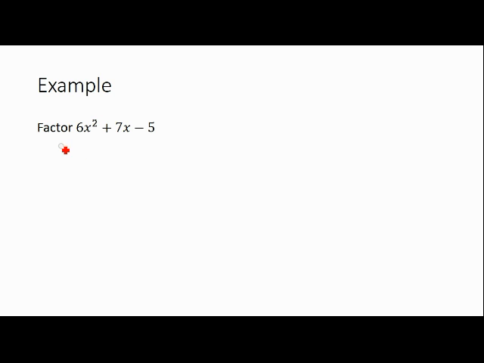So we're going to use basically 3 steps. The first step, step 1, is that we're going to multiply the first number times the last one. So when you multiply 6 times -5, you get -30. And now we're going to factor the trinomial.